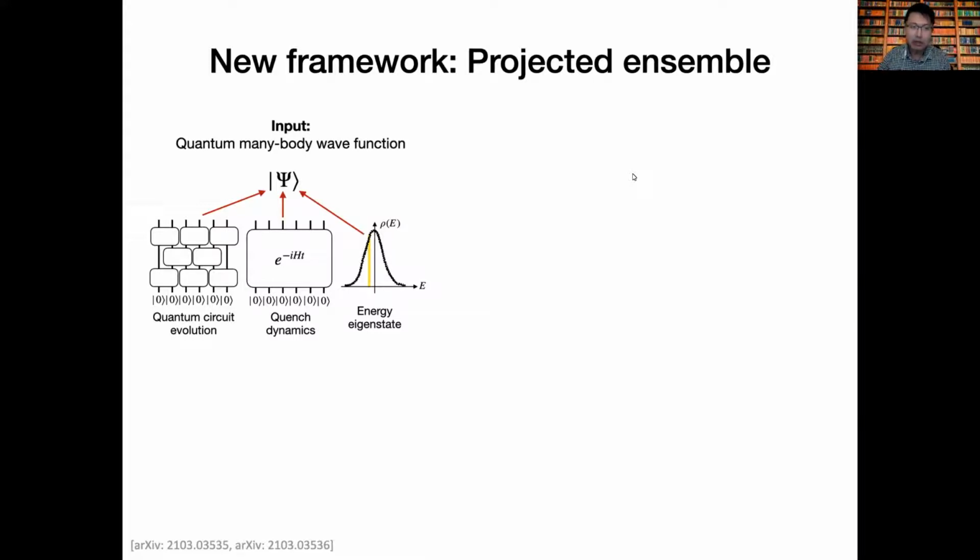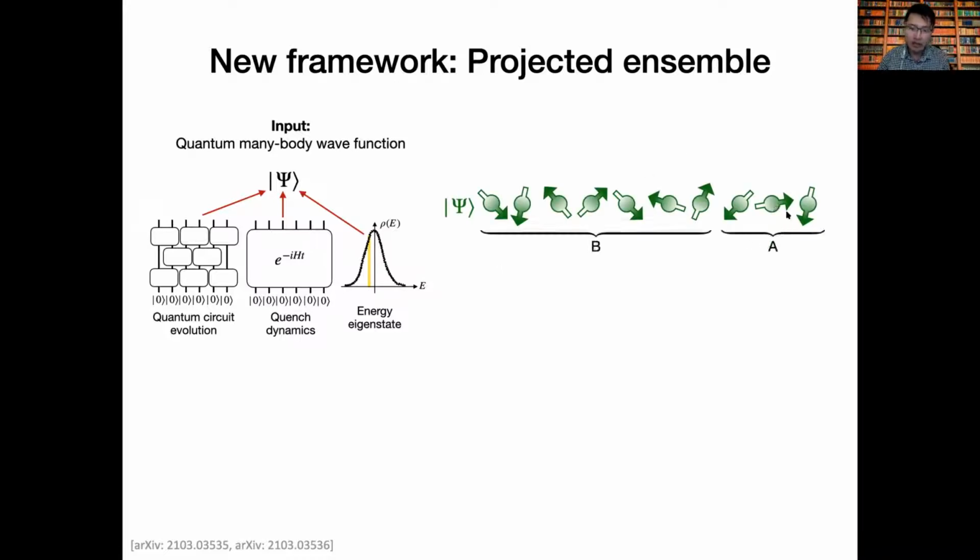So the input is really a quantum many-body wave function. We can have it from a quantum circuit evolution, or in quench dynamics. It doesn't have to be from dynamics. We can take it to be an energy eigenstate, and do very similar things as you do in quantum thermalization. So if you're interested in the local properties of a subsystem, we divide the system into two parts, A and B, as is done in quantum thermalization. But here's where we can make a departure from the standard framework.